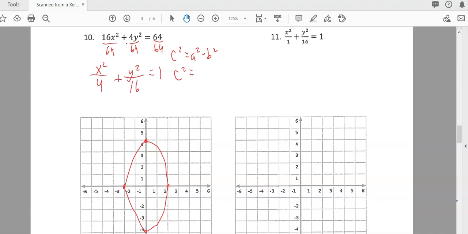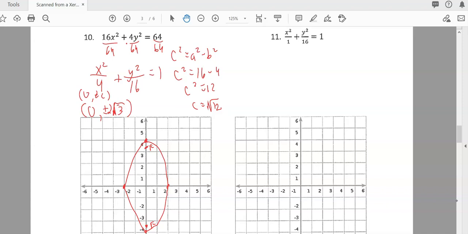So c squared equals 16 minus 4. So c squared equals 12. So c equals the square root of 12, which is about 3 point something. So when we go 3 point something up, that's a focus point. 3 point something down, that's a focus point. I'm going to use the formula. I think the formula is (0, plus or minus c) for this type. So this would be (0, plus or minus square root of 12), or maybe I should say 2 root 3, which is the simplified form of square root of 12.